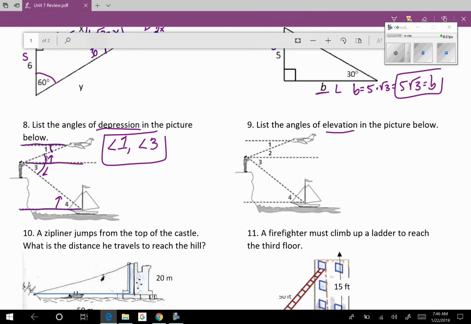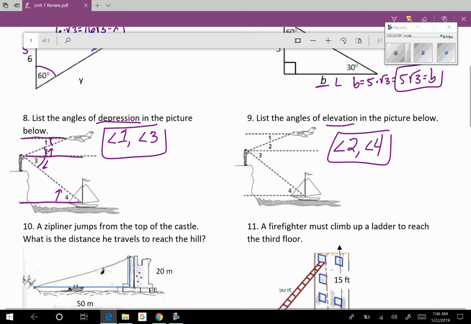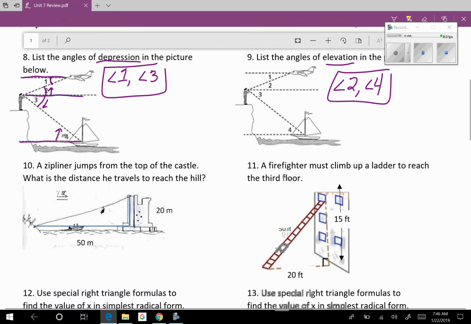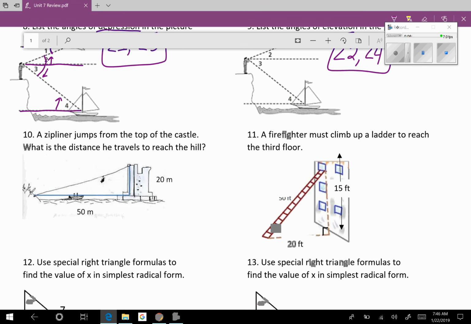Angle 2, you have to look up, so that's an angle of elevation. And angle 4, you have to look up, so that's our other angle of elevation. So with those, it's all about, are you looking up or are you looking down? All right, number 10. A zipliner jumps from the top of the castle.